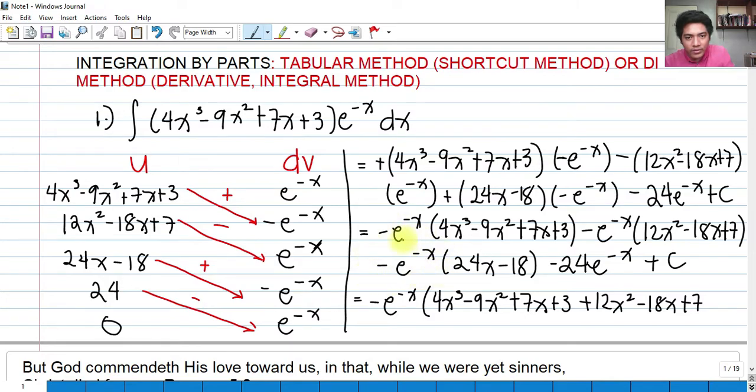Okay? And I factored it out also, negative here. So that should become also plus 24x minus 18. And this is a negative e raised to negative x. So that should be a negative also. Or positive, I mean positive. So positive 24 plus c.